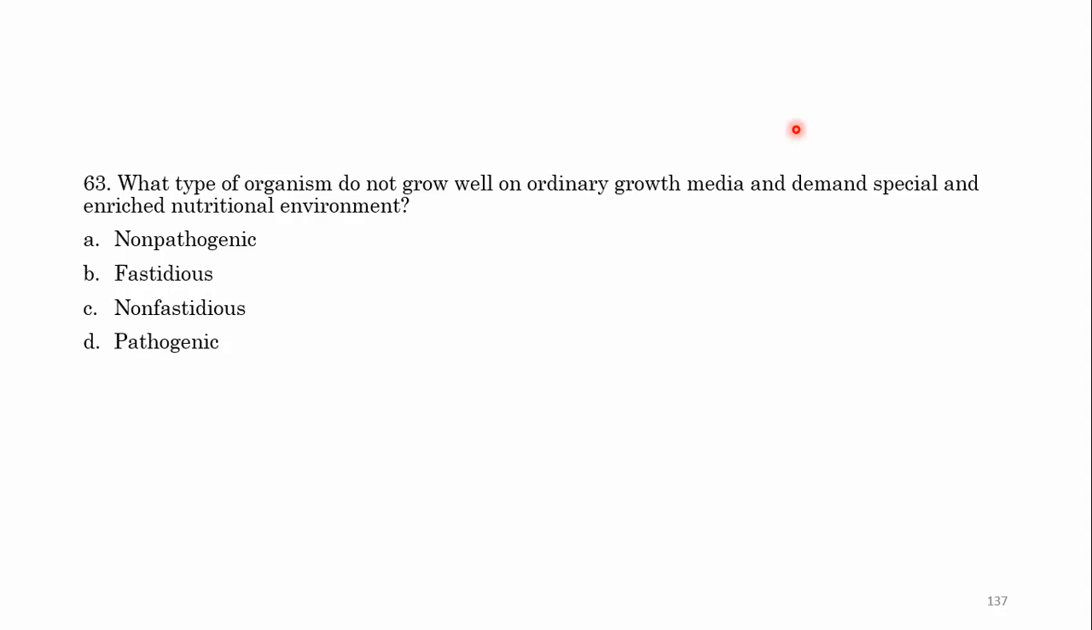Number 63, what type of organism do not grow well on ordinary growth media and demand special and enriched nutritional environment? A, non-pathogenic. B, fastidious. C, non-fastidious. Or D, pathogenic. The correct answer is letter B, fastidious organism. Like for example, Neisseria gonorrhoeae, Haemophilus influenzae. Another example is Streptococcus pneumoniae. And there's a lot more. We call those organisms fastidious organisms. Number 63, letter B.